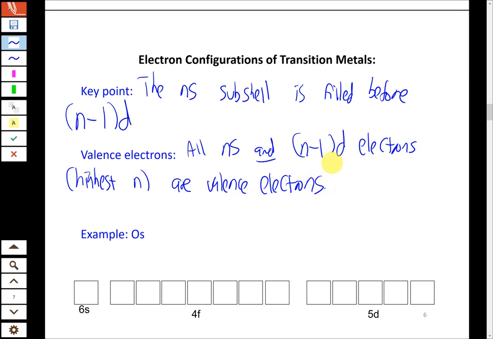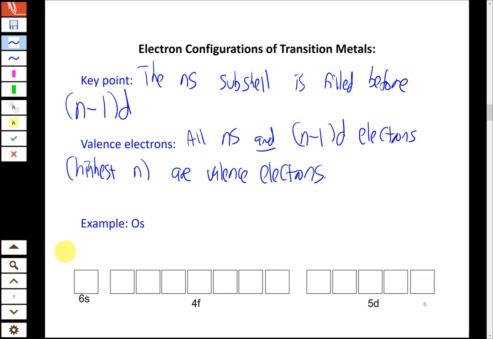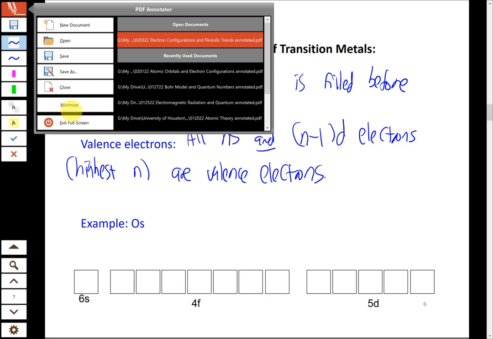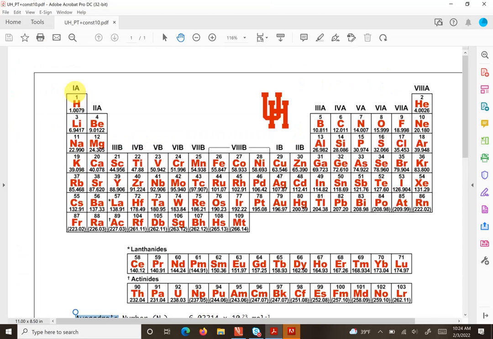All right, and then we also have to, as we'll see in this example, remember that in some cases we fill the 4f before the 5d in that last row of the transition metals. So let's do this example, which is the most complicated of the transition metals. We'll do two more a little bit later, but this is a fairly complicated one because we're all the way in the last row. So it's Os, which is osmium. Let's find it. Okay, so when we find Os, this number is here, number 76.